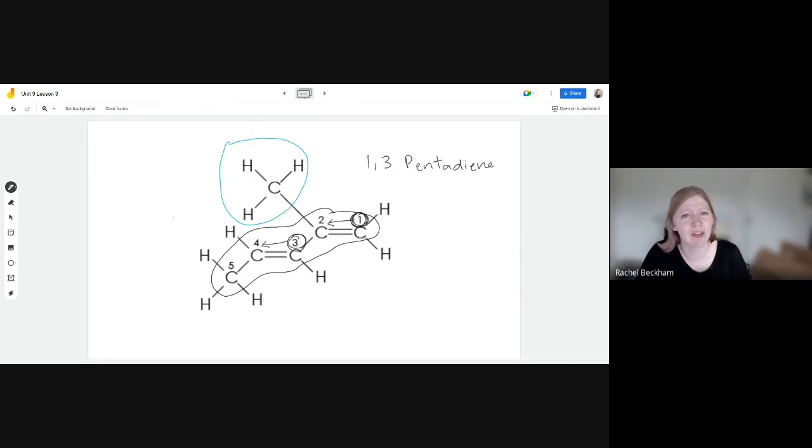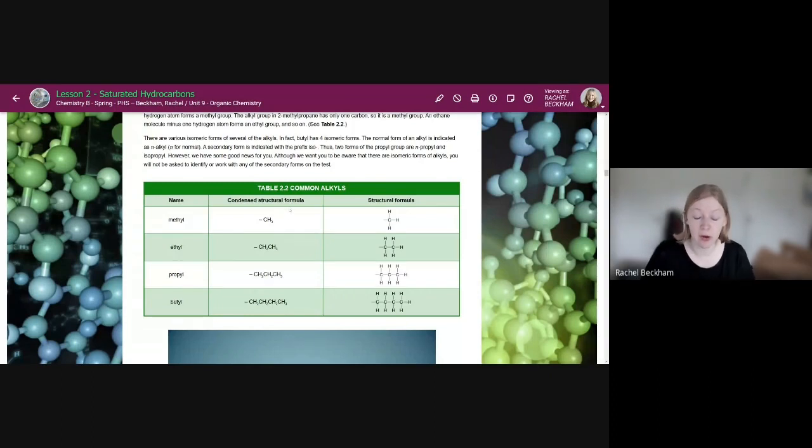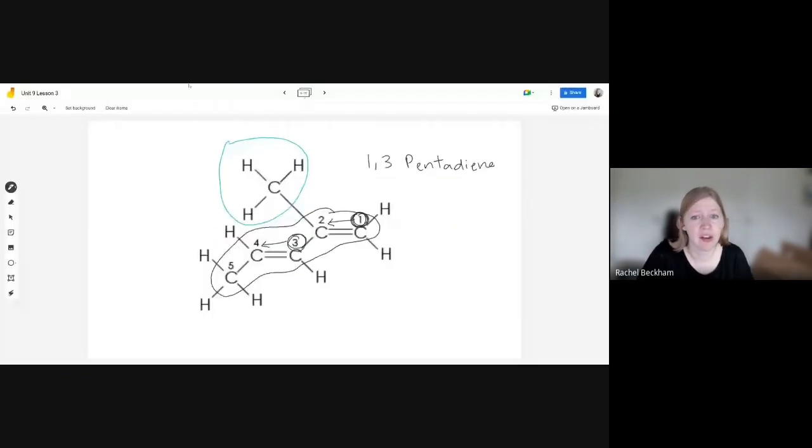And now we need to name this branch. So that branch, if you notice, it's a CH3. So going over to our table 2.2, which one of these is CH3? It's a methyl group, right? CH3 if you look right here. And so we're just going to name it methyl. But you also need to show which carbon it's coming off of. It's coming off of carbon 2, right? That branch is. So it's going to be called 2-methyl-1,3-pentadiene.